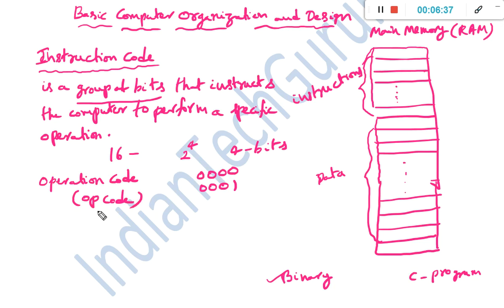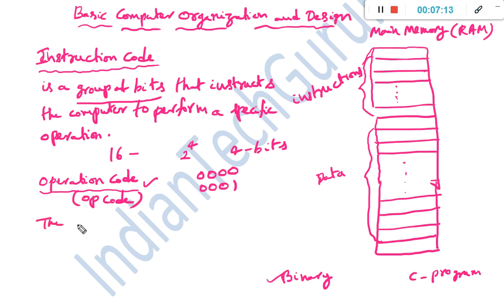So what is meant by an operation code or opcode? It is also a group of bits. Opcode is part of the instruction code. Okay. So inside of the instruction code, there will be operation code as well as some other information. What is the some other information? We will be seeing later. So however, the operation code is very important, because based on the operation code, it is going to determine which operation must be performed. So how could we define operation code?